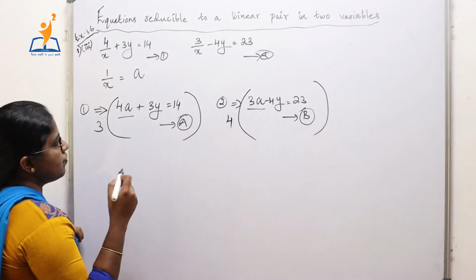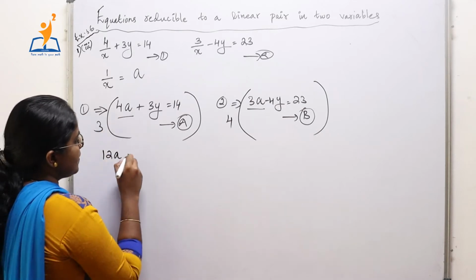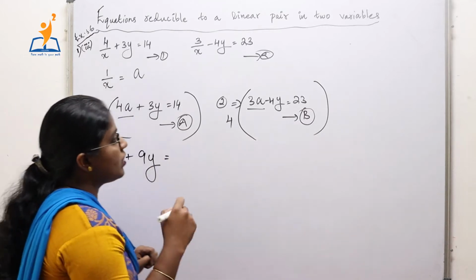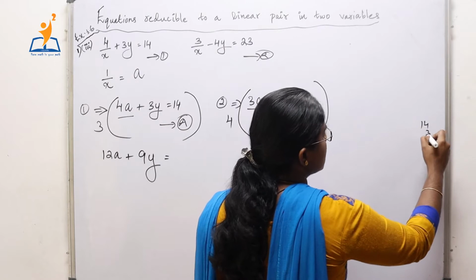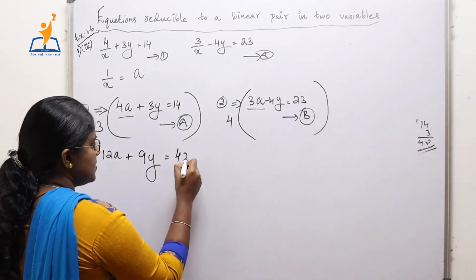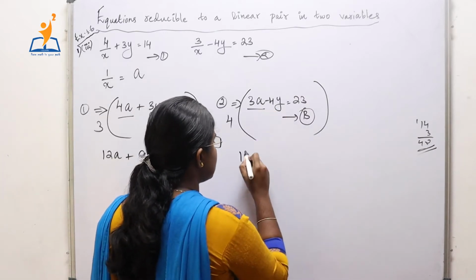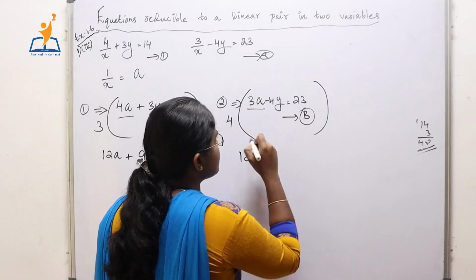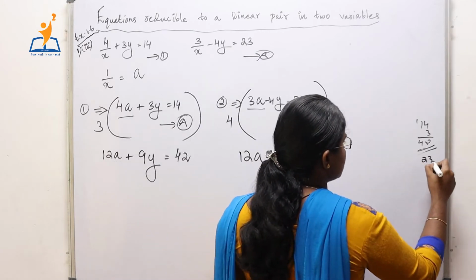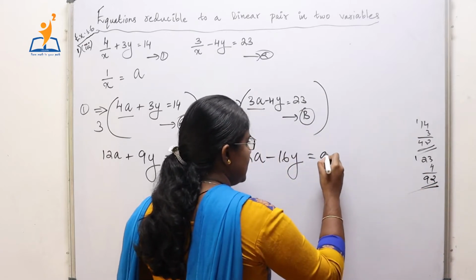So what will be the new form of equation number a and b? 3 4s are 12, so that is 12a plus 3 3s are 9, so 9y equals 14 into 3. 14 into 3 is 42. So this is our new form of equation number a. Now what will this become? 4 into 3 is 12a minus 4 into 4 is 16y, which is equal to 23 into 4. What is 23 into 4? 3 4s are 12, so 2 4s are 8, that is 92.